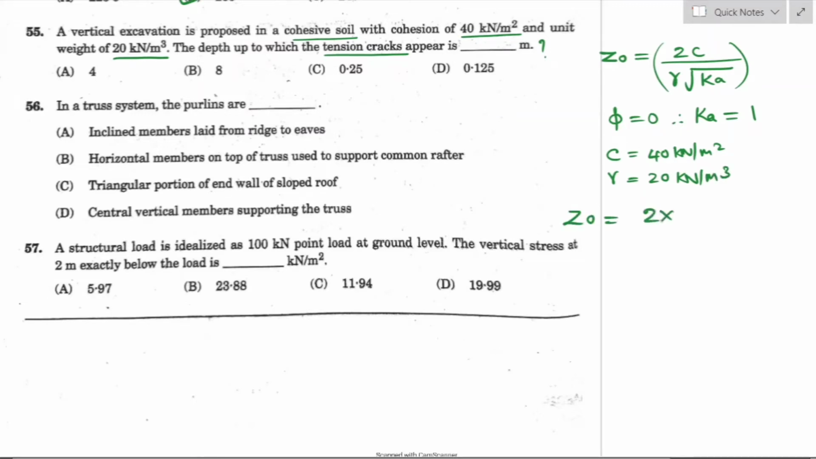Substituting these values, the depth of tension crack will be 2 times 40 divided by 20 into square root of 1. On solving this, the depth of tension crack will be 4 meter. So option A is the right answer. Question number 56. In a truss system, the purlins are the inclined members laid from ridge to eaves. Option A is the right answer.